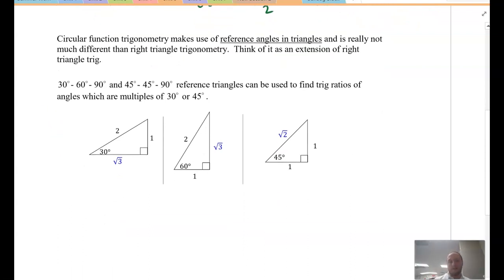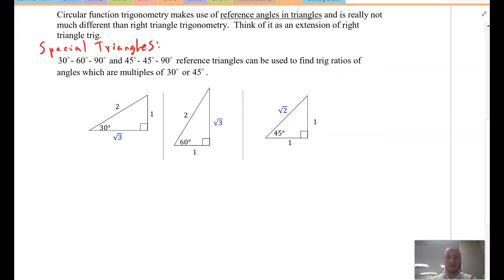All right, circular function trigonometry makes use of reference angles, and that's what I was just talking about. These special triangles are very, very special triangles. You would be highly advised to go ahead and memorize these. Here are the special triangles below.